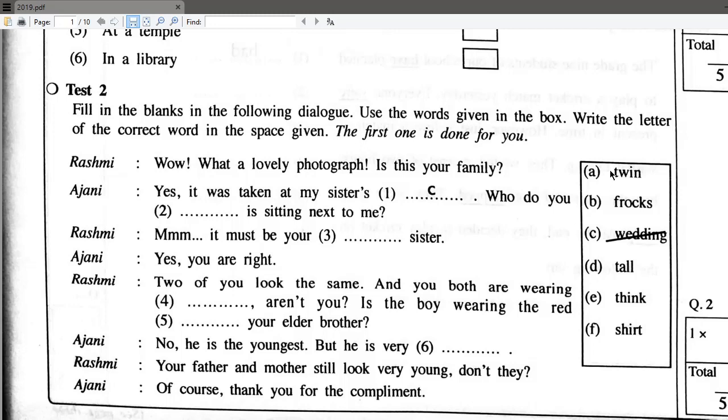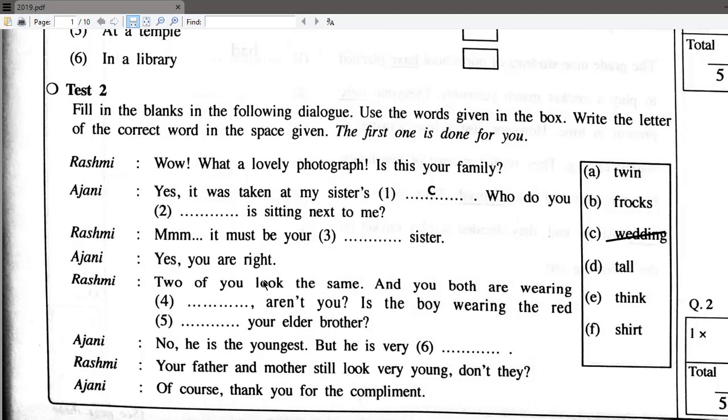Please remember that. Some of you, my dear children, I have seen when you write, you do not consider these words. You write your own words, which is quite good. I am very happy about that. But remember, if you would like to score marks for this activity, you have to follow the instructions. They tell you, write the letter of the correct word in the space given. They have given you the space and they tell you, write the correct letter. Please do that. Do not write the word there.